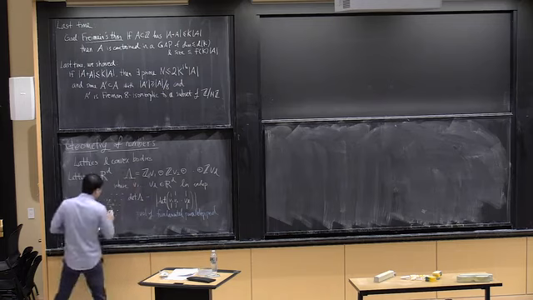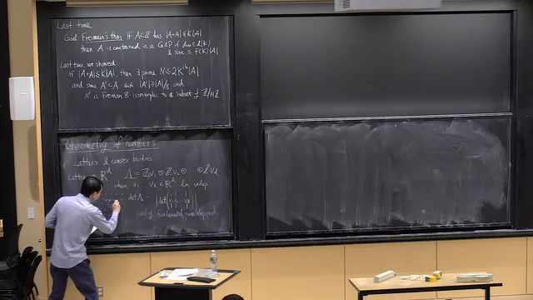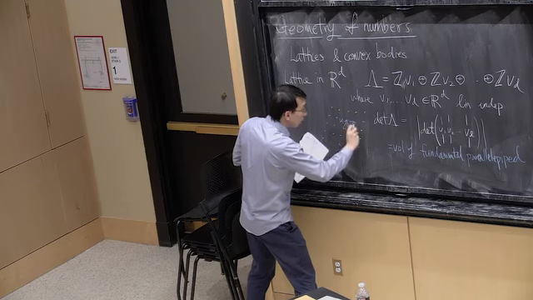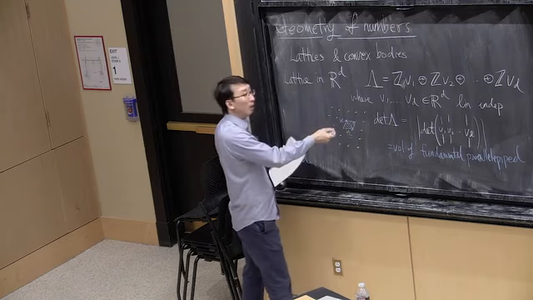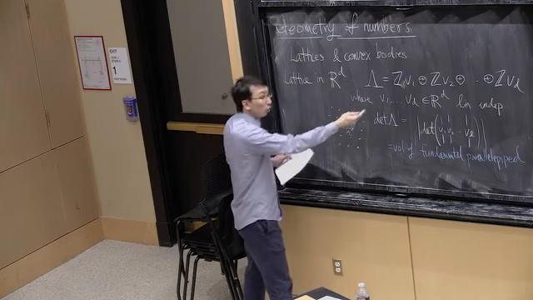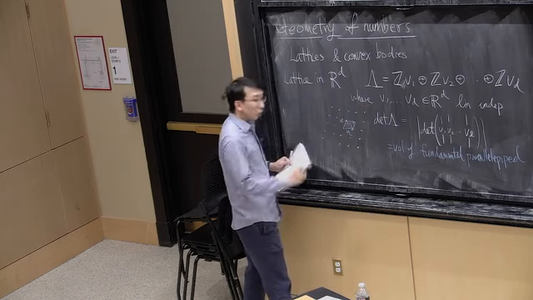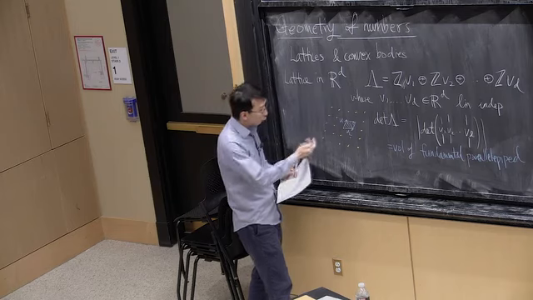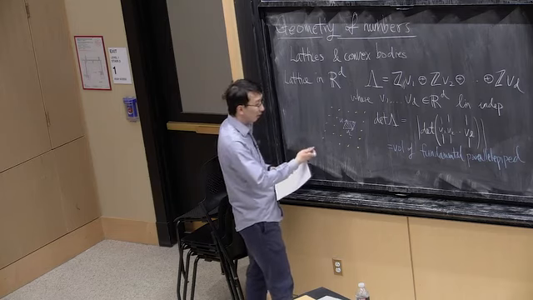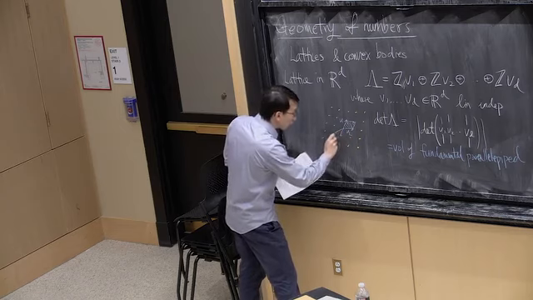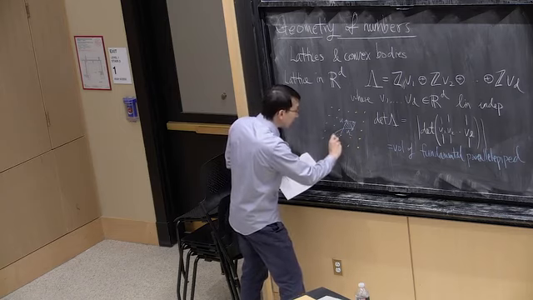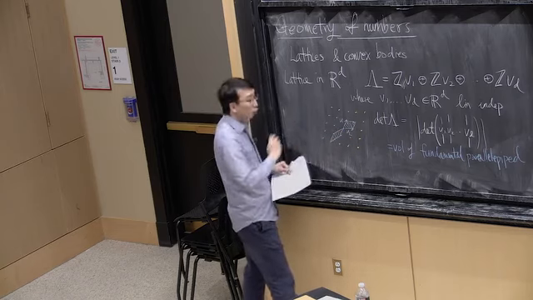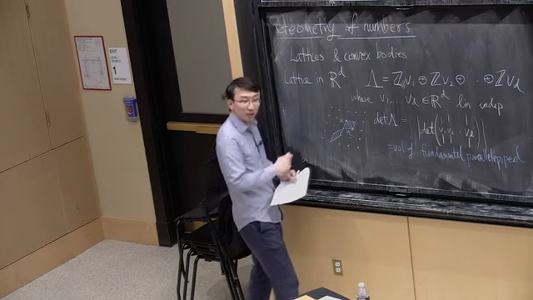Which is a parallelepiped, or in the two-dimensional case, a parallelogram, which is spanned by V1 and V2. Although you have more choices, right? You could have chosen a different set of generating vectors. For example, you could have chosen these two vectors, and they also generate the same lattice. And that's also a fundamental parallelepiped, and they will have the same volume.